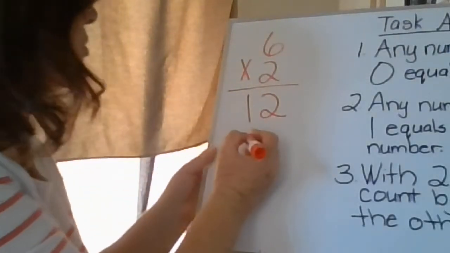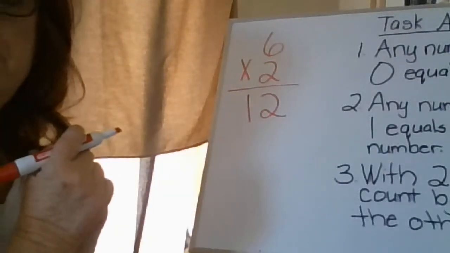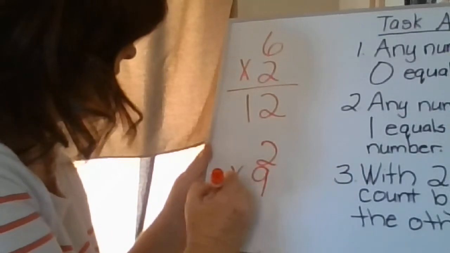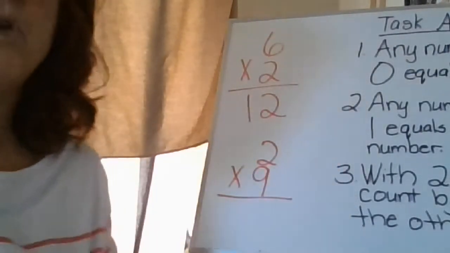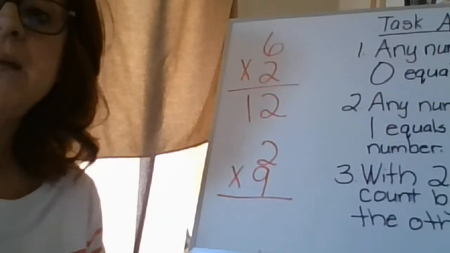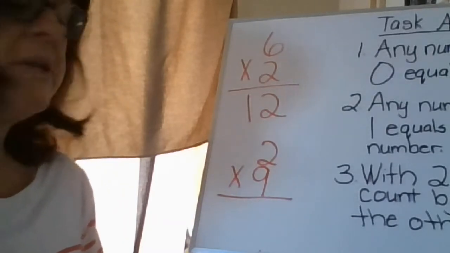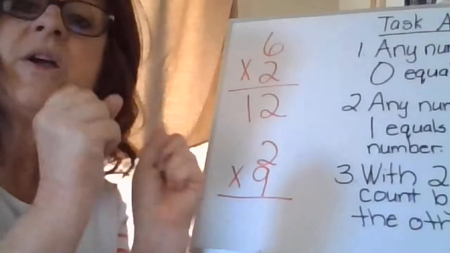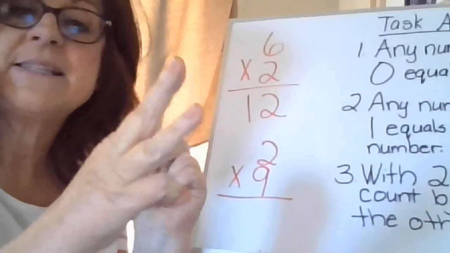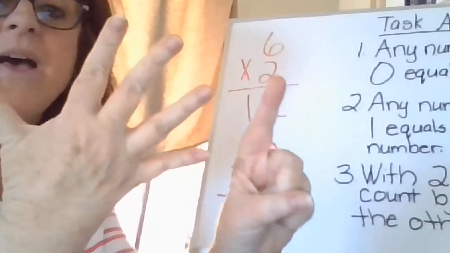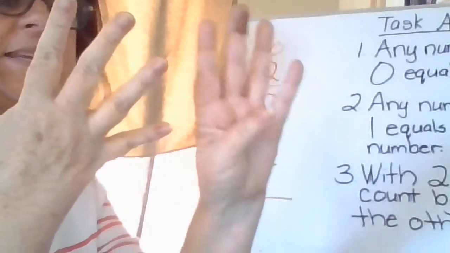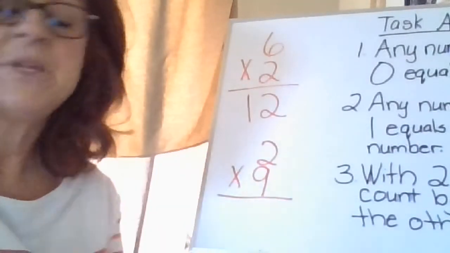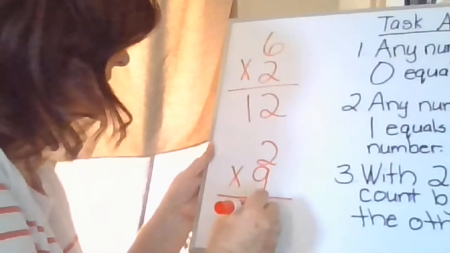All right, let's do one more. Should we do a bigger number? How about 2 times 9? That's a pretty big number for us. We're going to skip count by 2s. How many times? 9. Let's do it. Do it with me. Ready? Go. 2, 4, 6, 8, 10, 12, 14, 16, 18. When we have 9 fingers up, it's time to stop. And our answer is 18.